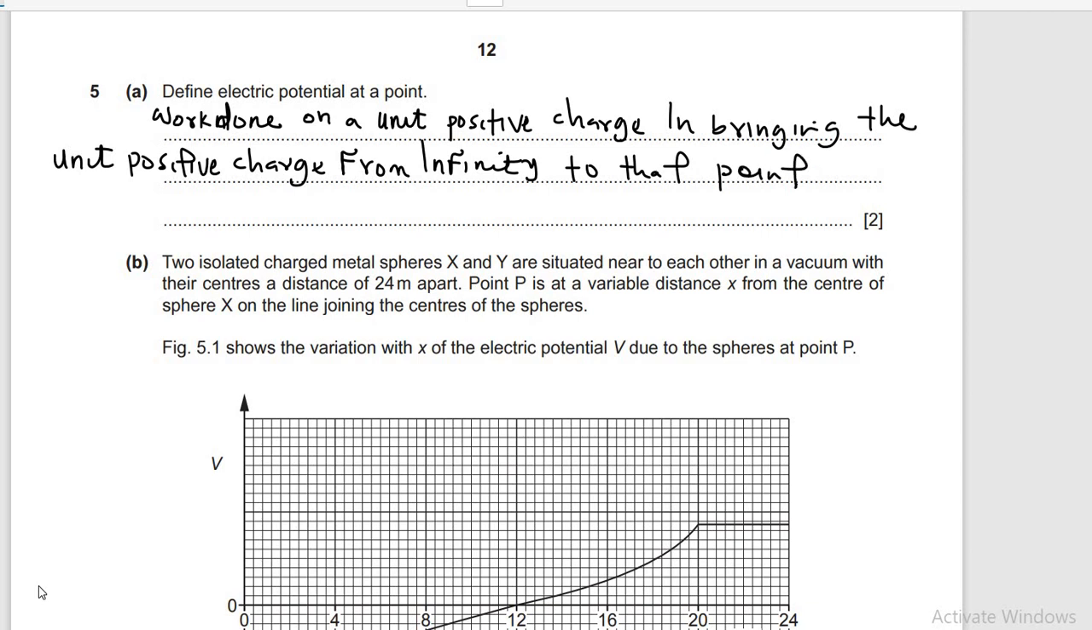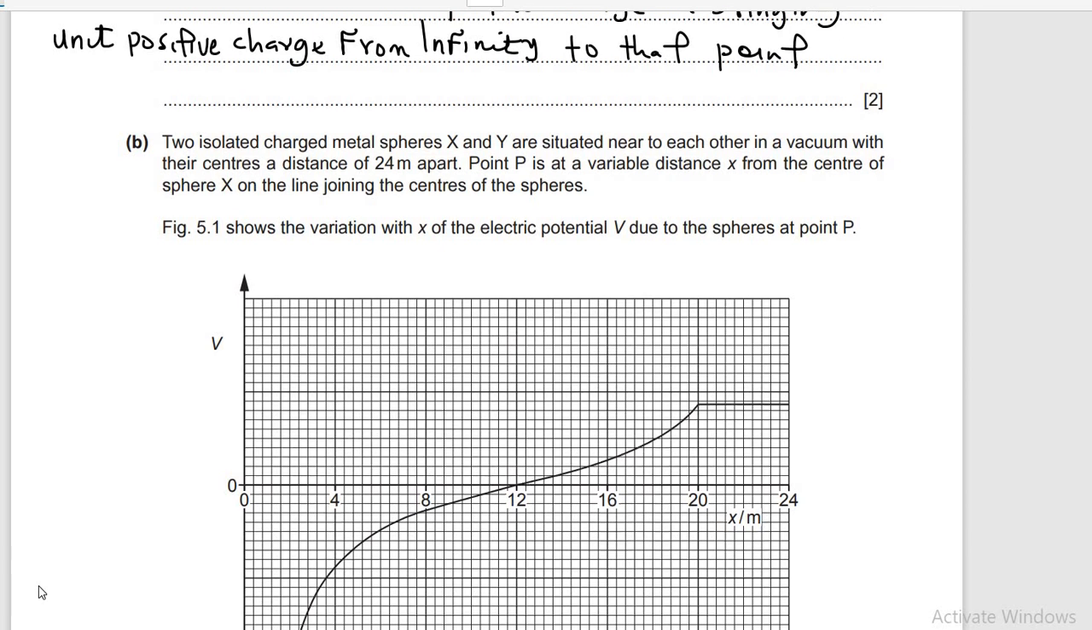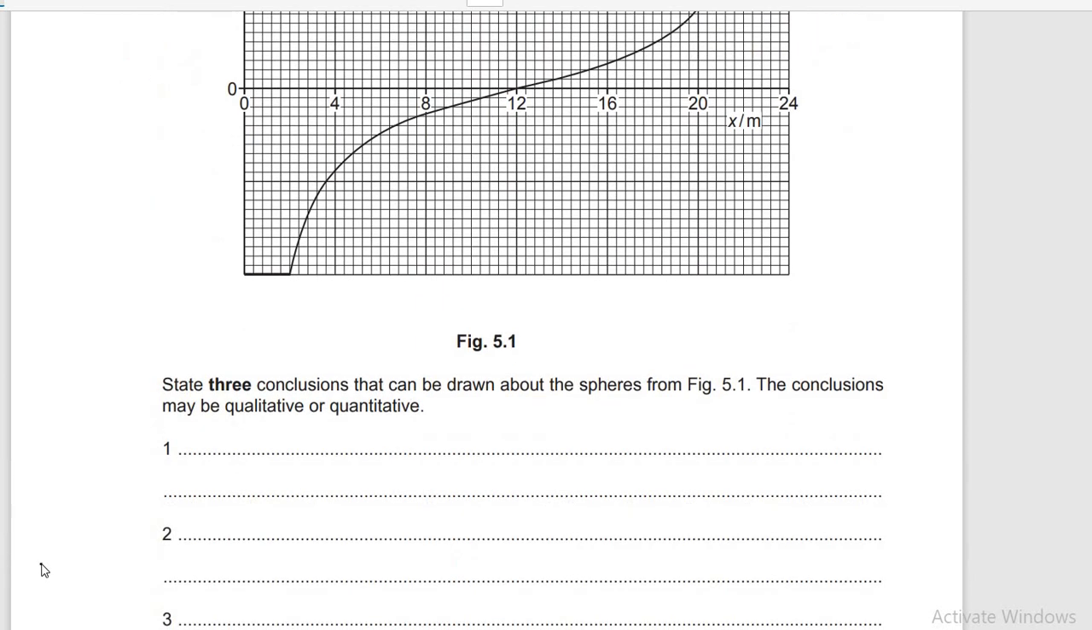Next question. Two isolated metal spheres X and Y are situated near to each other in a vacuum with the centers 24 meters apart. P is a variable point at distance x from the center of sphere X on the line joining the centers of the spheres. State 3 conclusions that can be drawn about the spheres. Now, the electric potential against distance. So don't forget, electric potential is a scalar quantity.